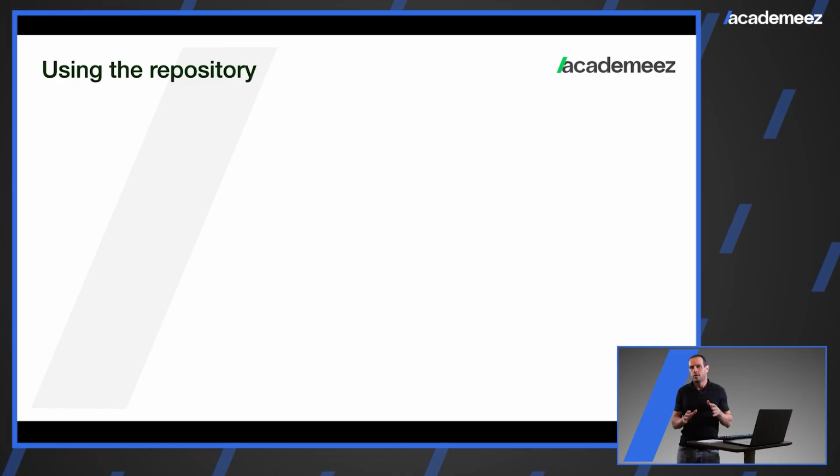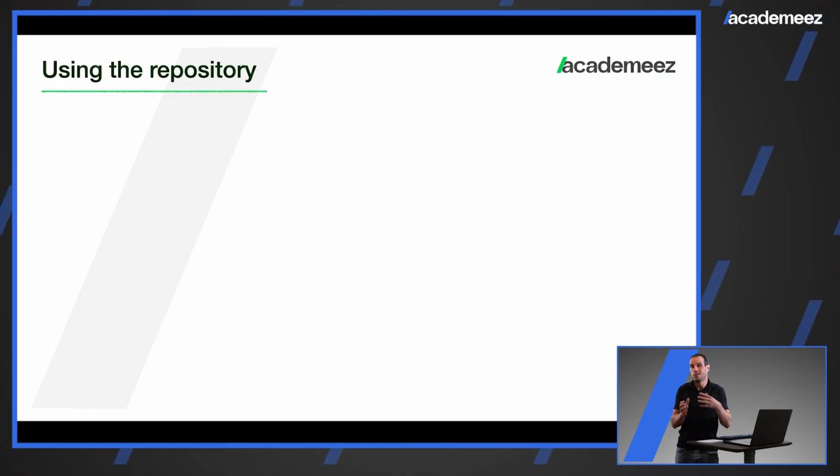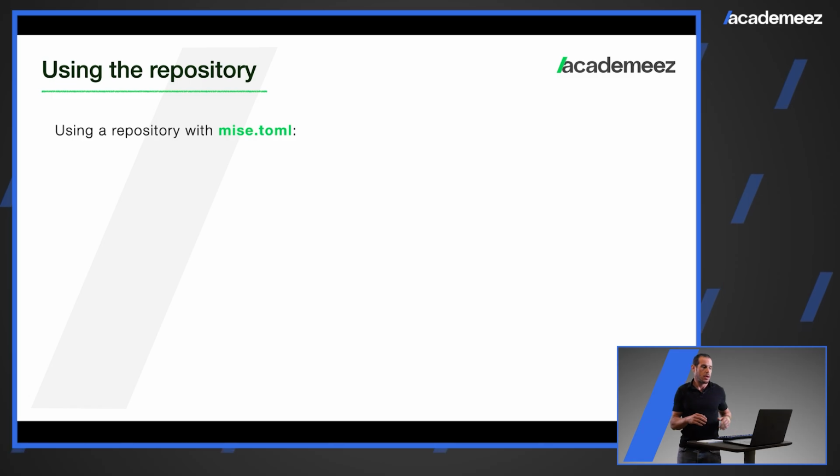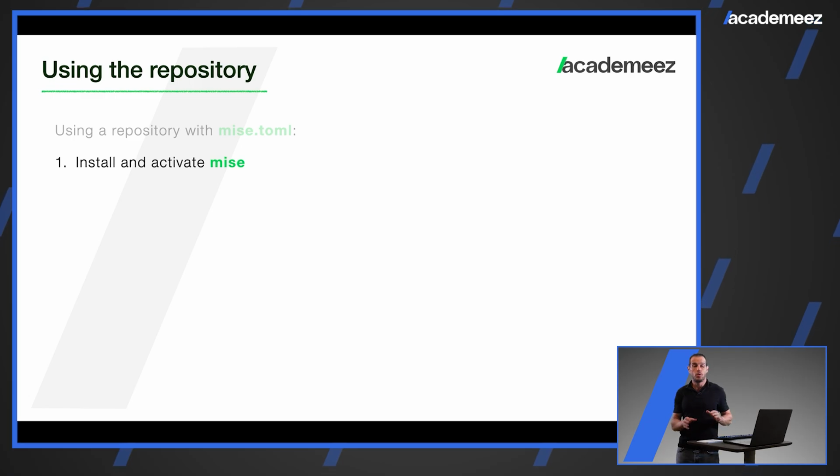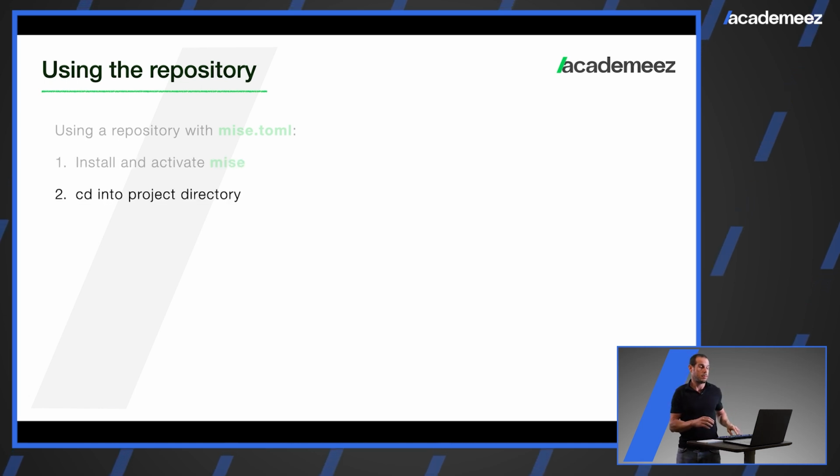So after we configured our environment, let's talk about what happens if you just want to use the environment. As we said, if you have a repository that contains a file mise.toml, like our course repository, the things you have to do is install and activate mise. As we talked about, you need to install the CLI, as well as we recommended automatically activating it in your ZSH or bash initialization script. So install and activate mise.